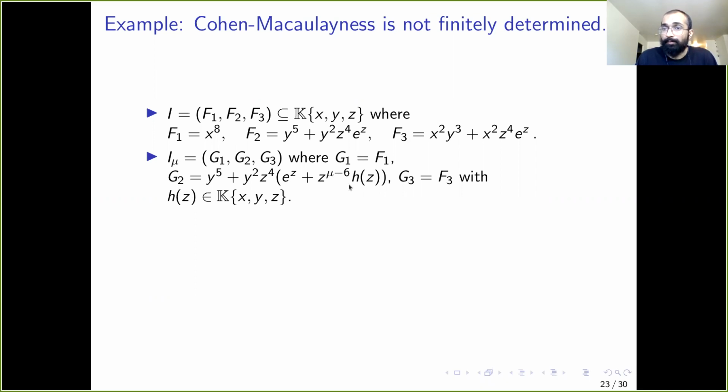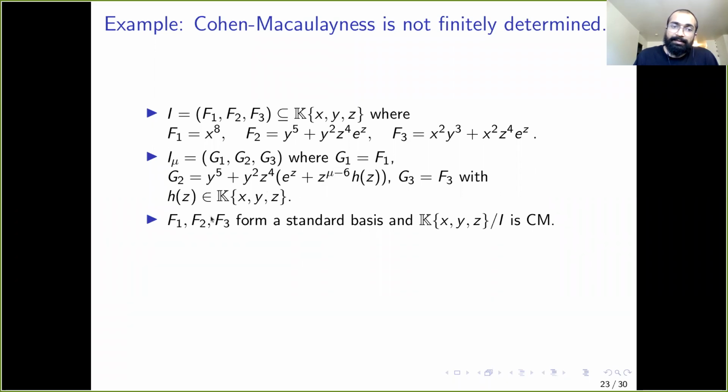at order mu onwards by adding some perturbation of order mu. So the first thing to note, which you can quickly verify, is that these generators F1, F2, F3 form a standard basis of this ideal. And because the initial exponents of these power series all lie in the XY plane, this K[[x,y,z]] by I is Cohen-Macaulay.